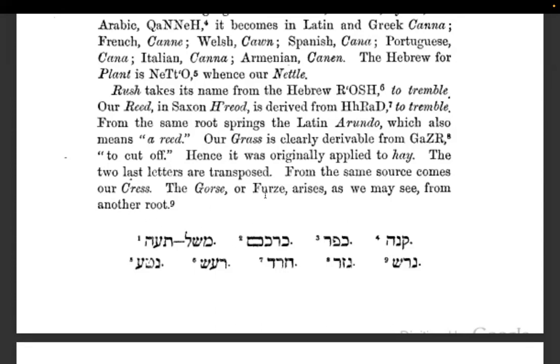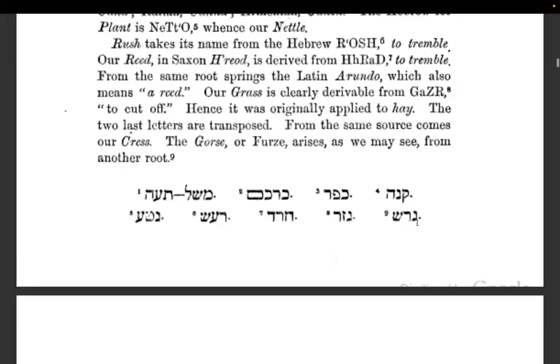The gross or fruse arises, as we may see, from another root, which is grus right here. Gross, gimel, resh, sheen.